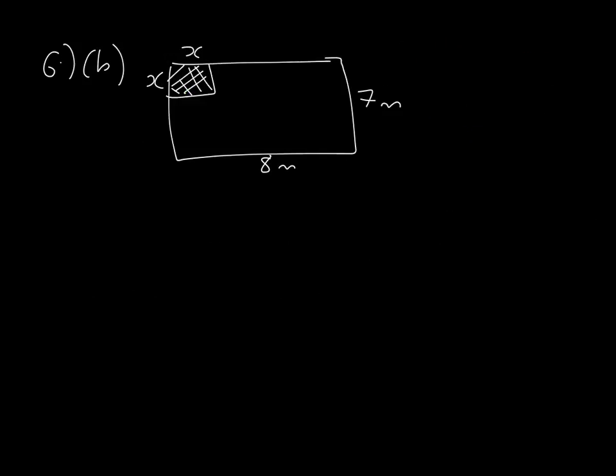6 part B. Lucy also works out the area of the remaining carpet in terms of x. Her answer is x bracket 8 minus x plus 8 bracket 7 minus x. We have to use the diagram to show how she might have obtained her expression. Now, Lucy has divided the shape into 2 portions. If I draw in this dotted red line here, she's divided it into section A and section B.